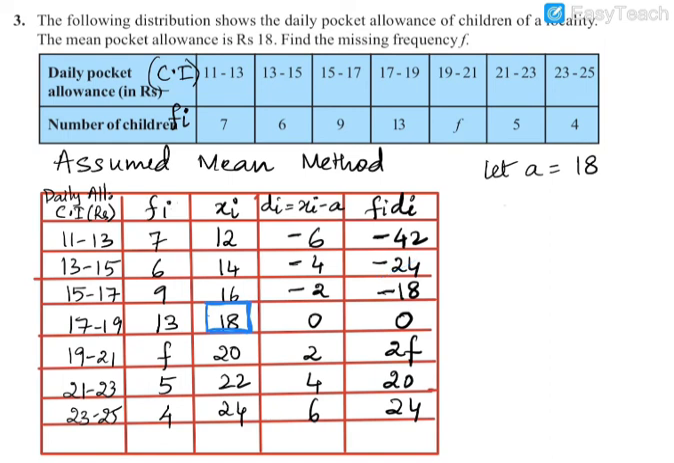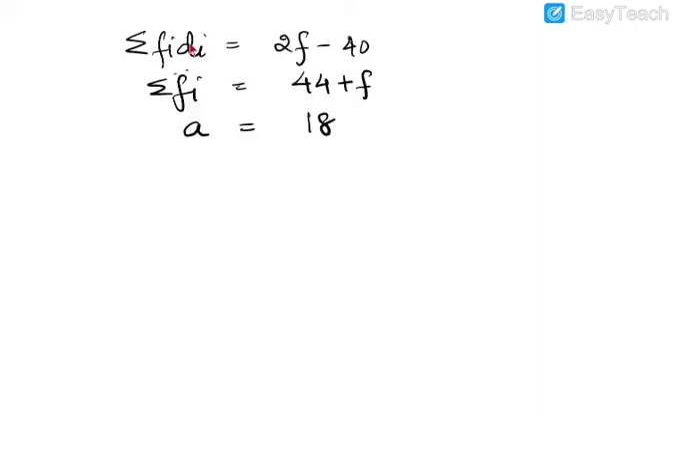Now we have to find the sum of these products. So minus 24 plus 24 will give us 0. Adding rest of the numbers, we get summation fi di equal to 2f minus 40. And summation fi is equal to 44 plus f. So these are the values that we have calculated, summation fi di, summation fi, and we have assumed the mean to be 18. So value of a is 18.